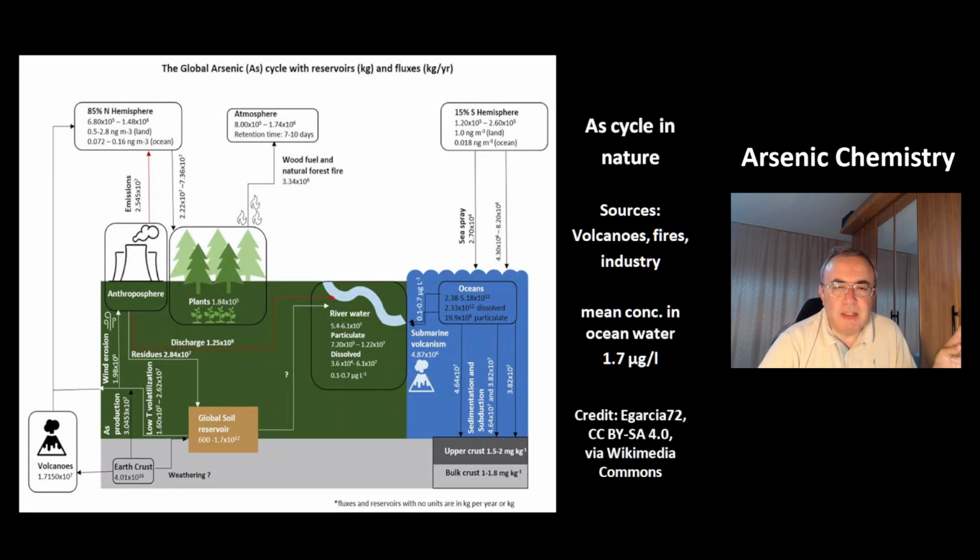This is the cycle of arsenic in nature. There are three sources: volcanoes, industrial processes, or natural fires. The concentration of arsenic in ocean water is 1.7 micrograms per liter.